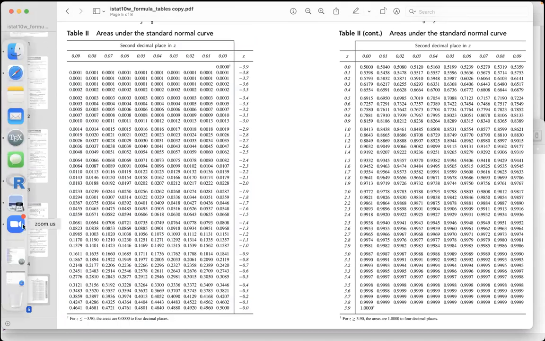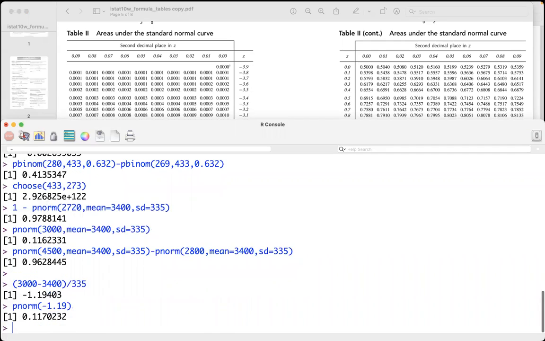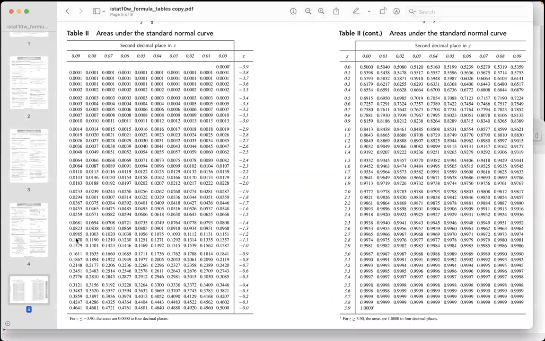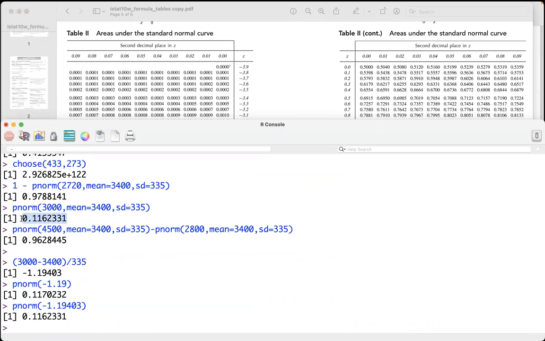that looks like it's 0.1170. And so with R, we get a higher degree of accuracy. We got 0.1162. And that's because our value was a little bit more than negative 1.19. So if we were to do P norm of negative 1.19, that would give us 0.1170, accurate to 4 decimal places. That's where this number comes from. But if you were to do P norm of the number that we found, we would get our more accurate 0.116231. Okay, so again, that's how those interact. So you're going to get a more accurate answer using R than you would with the table.